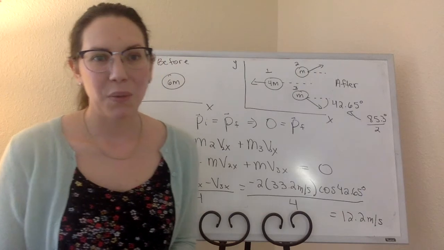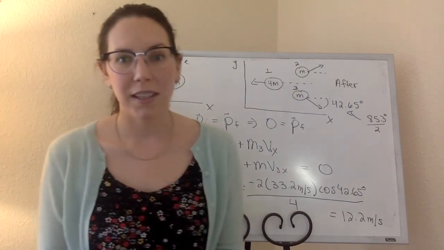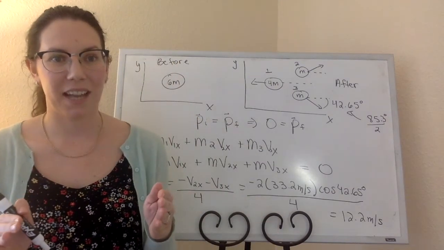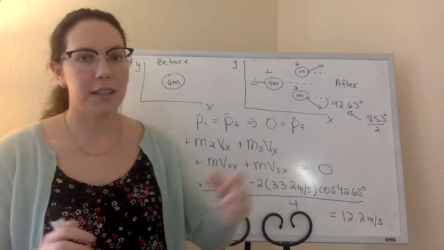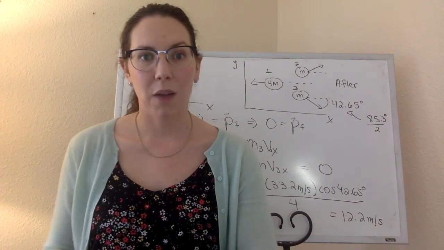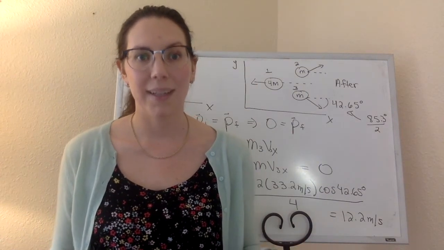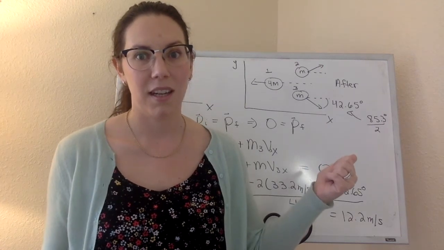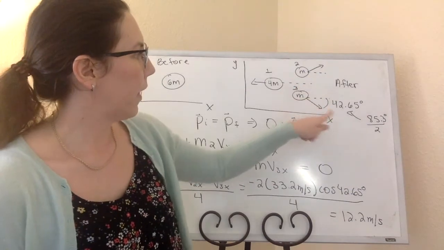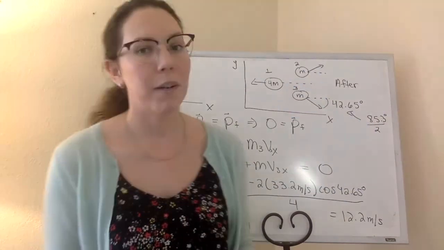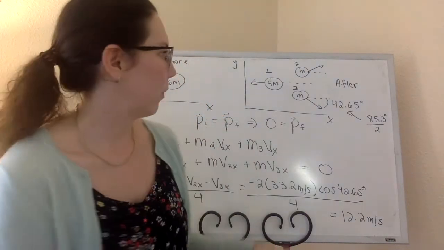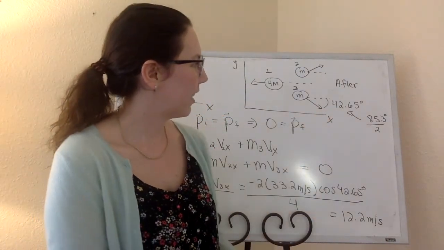Okay, so I've drawn 2 frames here, one for before the collision and one for after. Before the collision, we have one firecracker that's at rest, and after the collision, it splits into 3 pieces. I'm going to choose the x-axis to lie along the middle line between the 2 identical pieces after the collision. That will simplify our problem. Then we know the angle between them is 85.3 degrees, so if we divide that by 2, we can get the angle to that x-axis, which is 42.65 degrees.